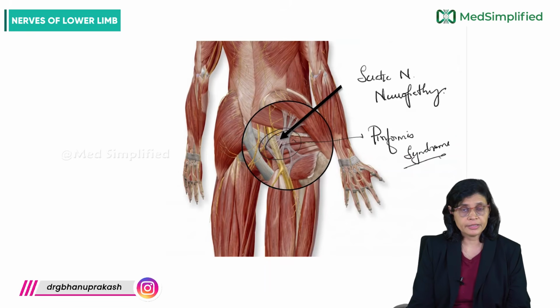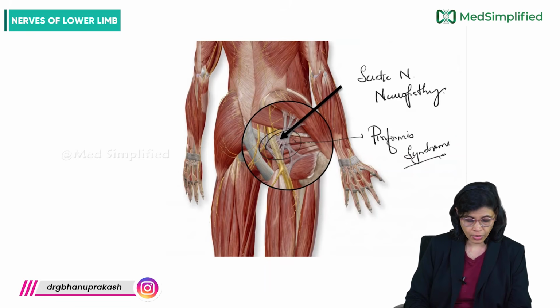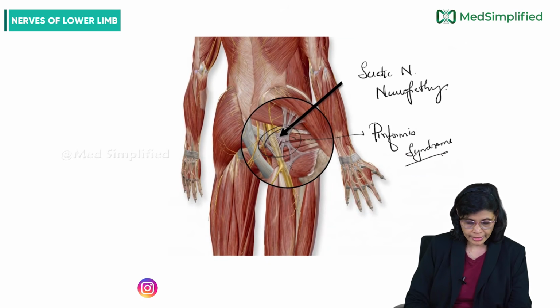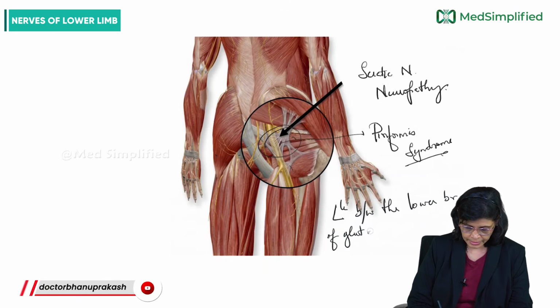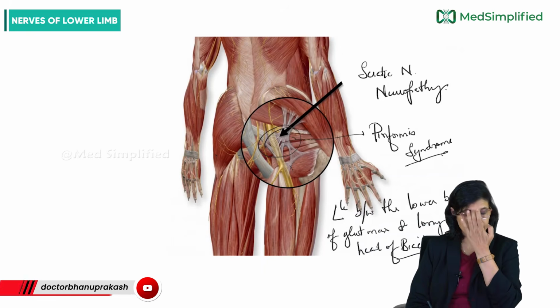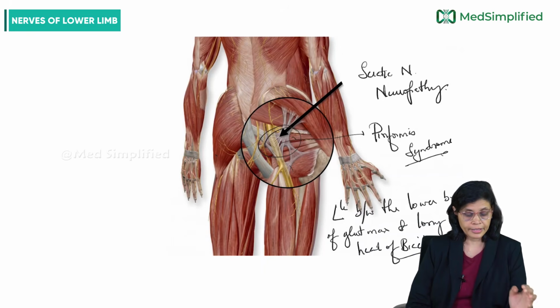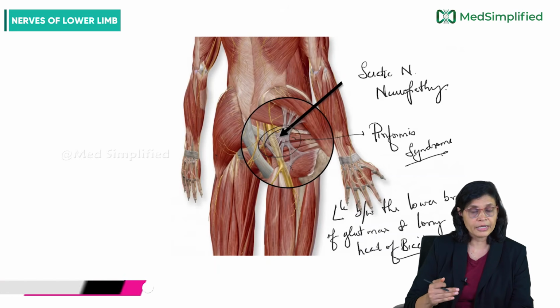We should also remember that the sciatic nerve is uncovered on the back of the thigh, in the angle between the lower border of gluteus maximus and the long head of biceps femoris. At this region, the sciatic nerve is basically uncovered. It is not covered there. Because of that, there may be temporary compression of the sciatic nerve.